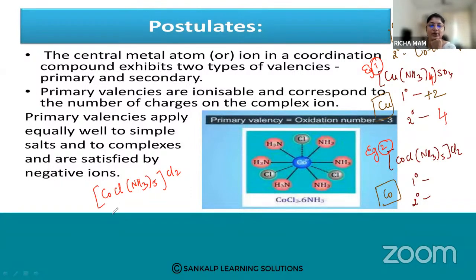It is cobalt. So x plus chlorine is -1, plus ammonia is 0. How many ammonia are there? 5. So 5 into 0, okay, so the bracket is complete. After that, you have to write the equal sign. Each Cl is -1. How many Cls are there? 2. So it is -2. Now you solve: x - 1 + 0 = -2.